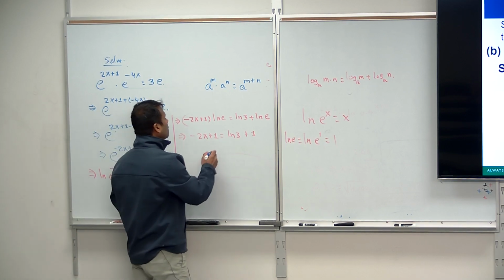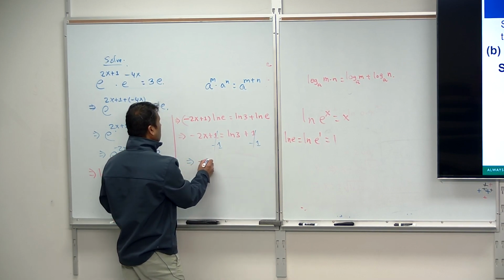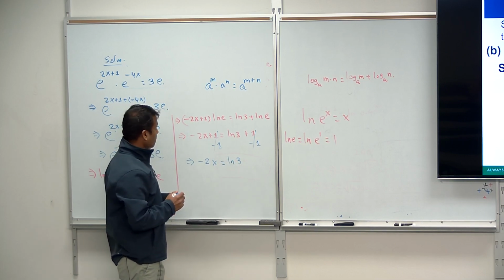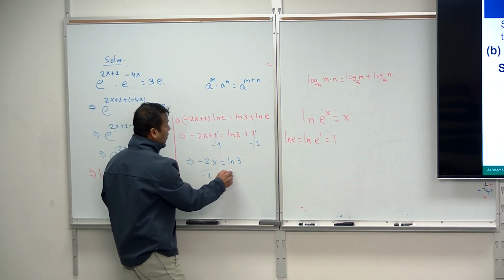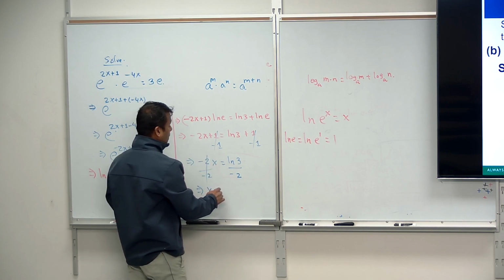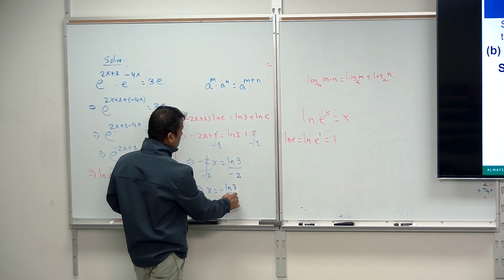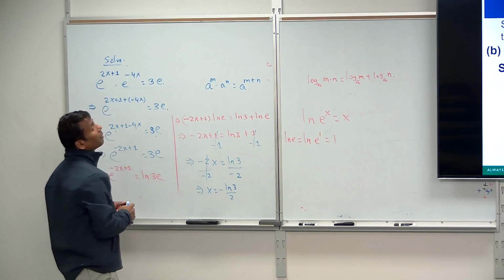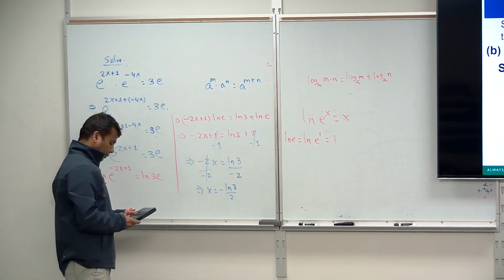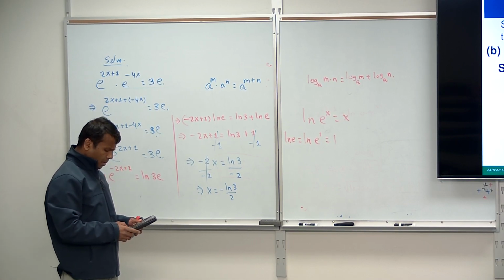And then you subtract 1 from both sides. You cross them out, so that will be negative 2x equal to ln 3. So you divide both sides by negative 2. You cross them out. So x equals negative ln 3 over 2. Right? And what is negative ln 3 over 2?